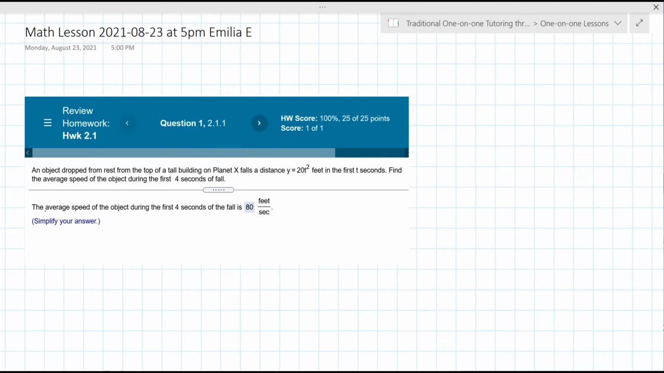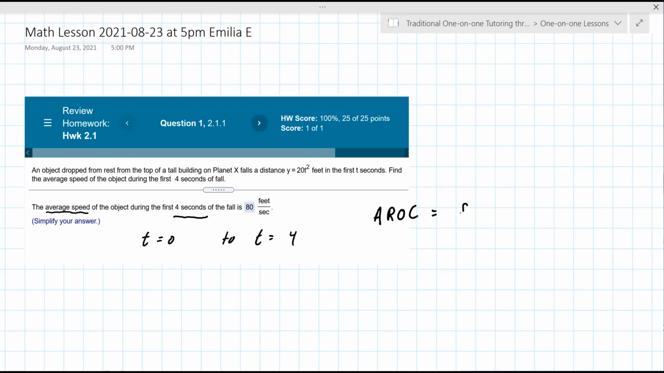Okay, so the average speed of the object during the first 4 seconds. So that's like saying t equals 0 to t equals 4. And your instructor may have at some point said average rate of change, which is the same thing as average speed. All these words are the same.